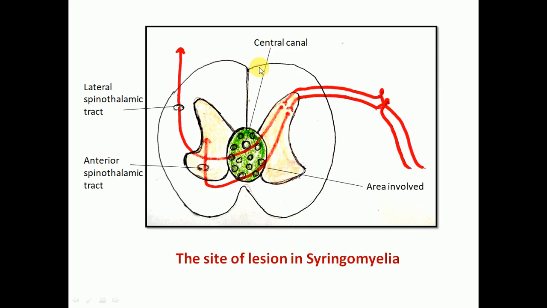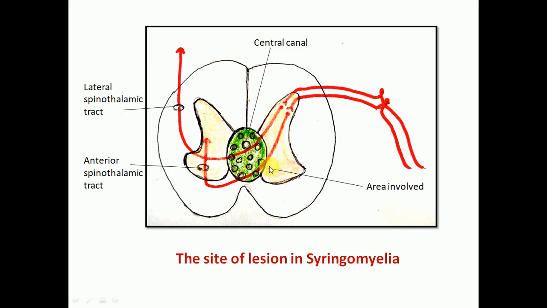Next to this, syringomyelia. Around the central canal of the spinal cord, the grey and white commissure are also involved. So this is the area of involvement in syringomyelia. Here there is an elongation of the cavities of the central canal of the spinal cord. So this area can be involved.